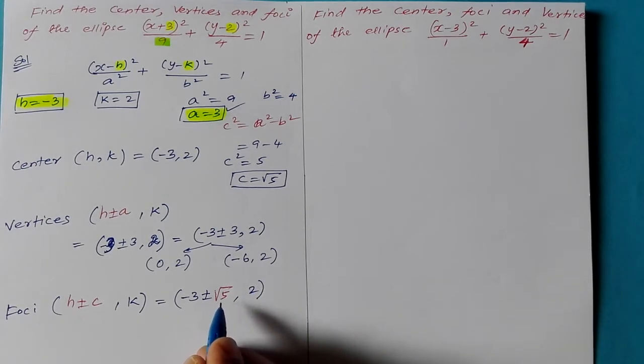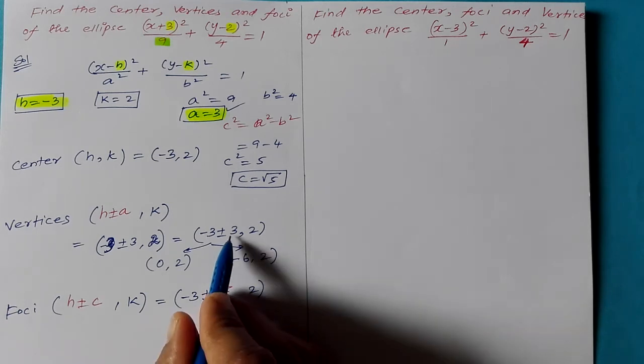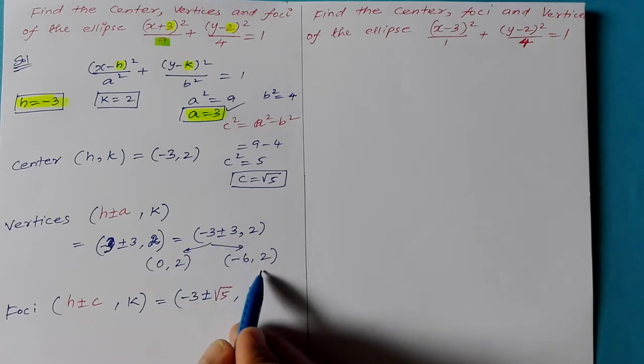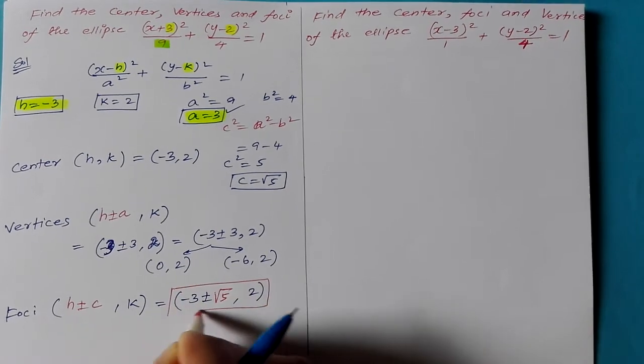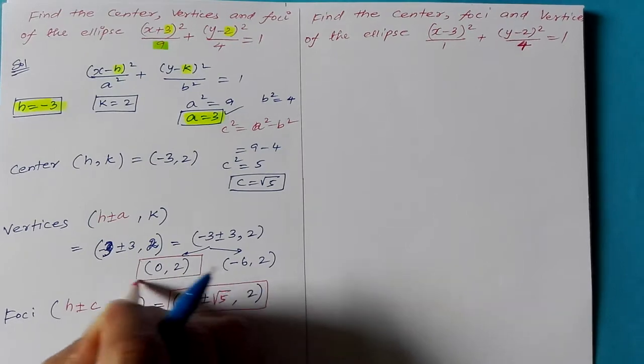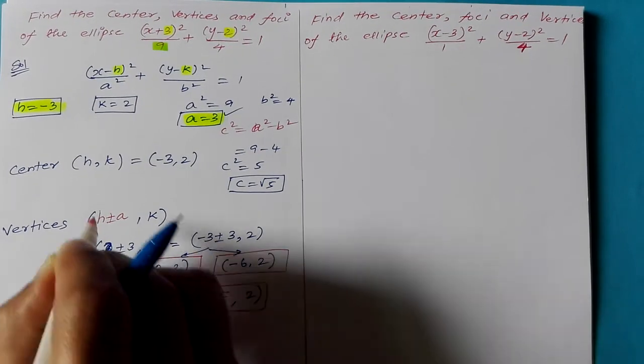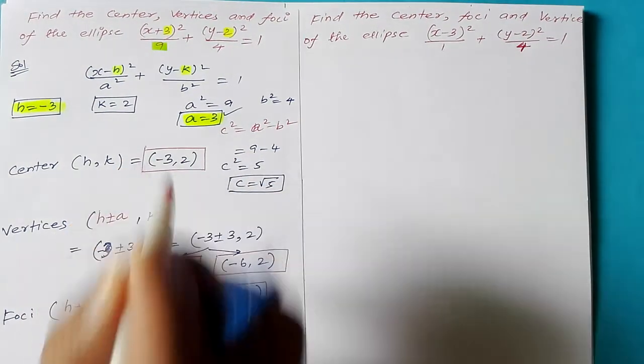We are not integer. Therefore leave it as such because it is root. If it is an integer present, therefore you have to calculate simplified answer. But here it is root. You can leave it as such. So this is my 4c and this is my vertices and this is the center.